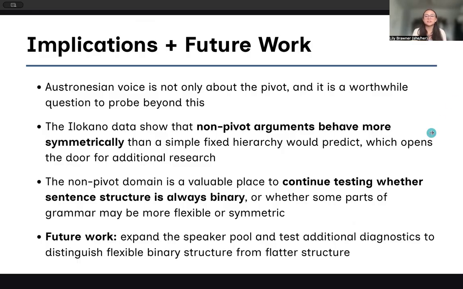Ultimately, this project suggests that internal argument structure is not syntactic background noise. It's a place where Ilokano may reveal flexibility that's easy to miss if we only study the pivot. More broadly, I hope this project contributes to work on Austronesian languages that does not treat them as interchangeable, but instead takes seriously the unique syntactic considerations that individual languages like Ilokano can raise.